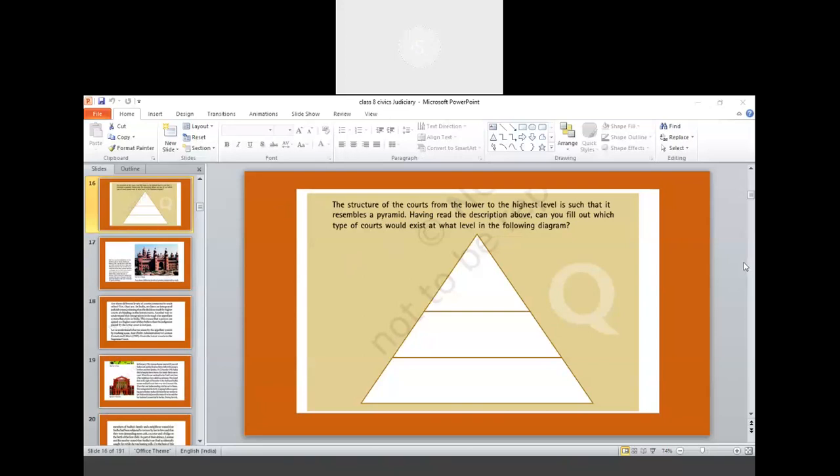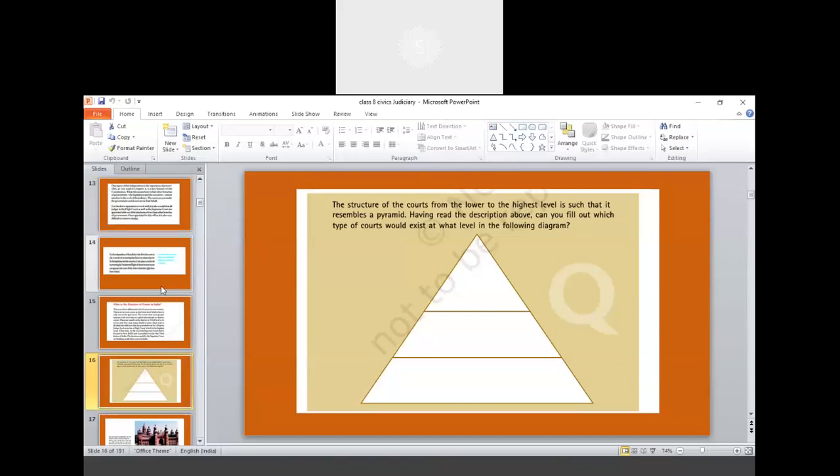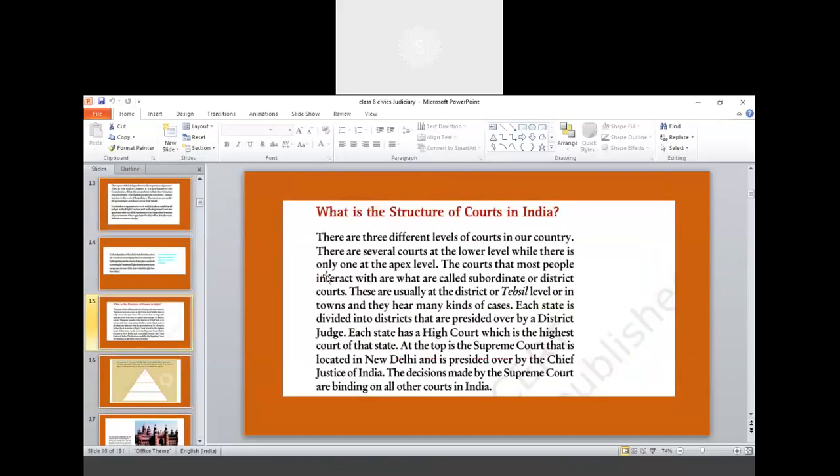Below the Supreme Court, most of the states in India have their own High Courts. Below the High Court, we have Tahsil courts and the district courts. So, in the organizational structure of the judicial system in India, usually district or Tahsil level courts are there. Above them we have High Courts. The High Court is the highest court of appeal in the state, and at the top we have the Supreme Court, the apex court.